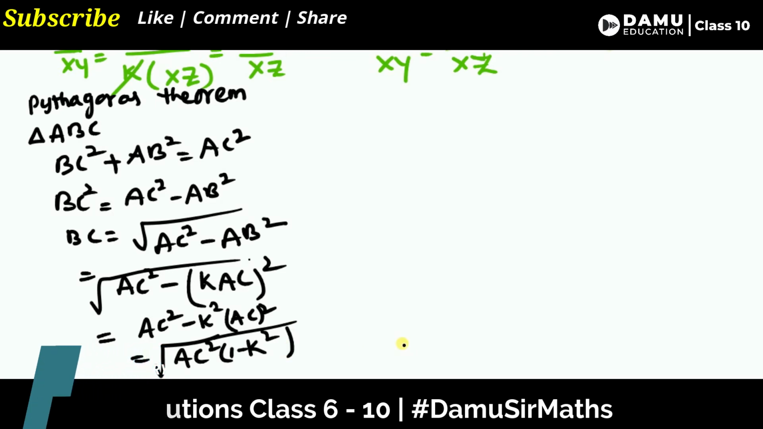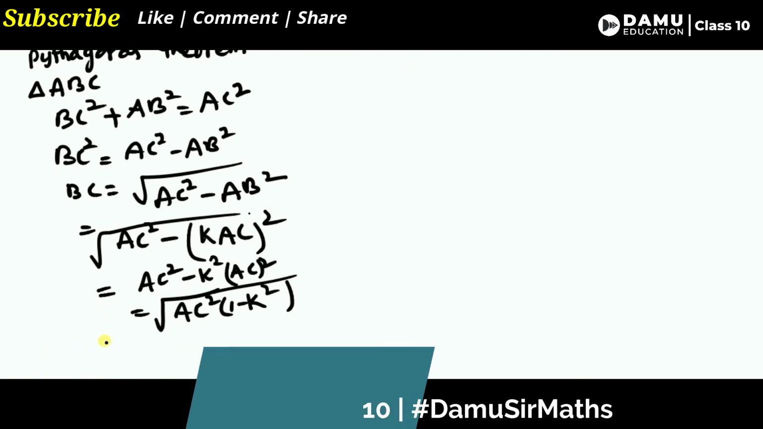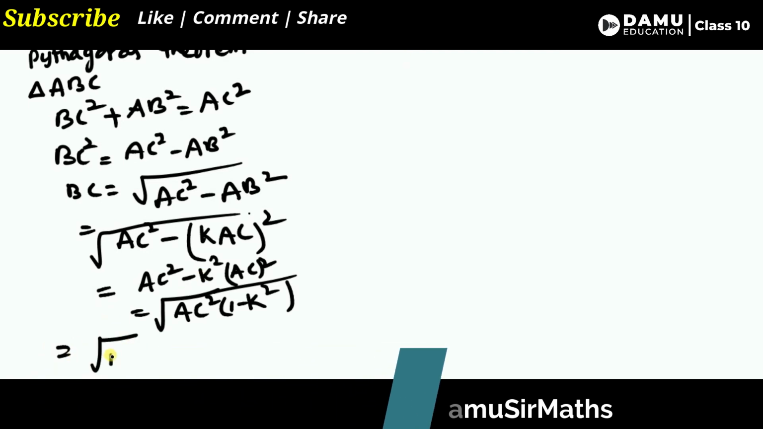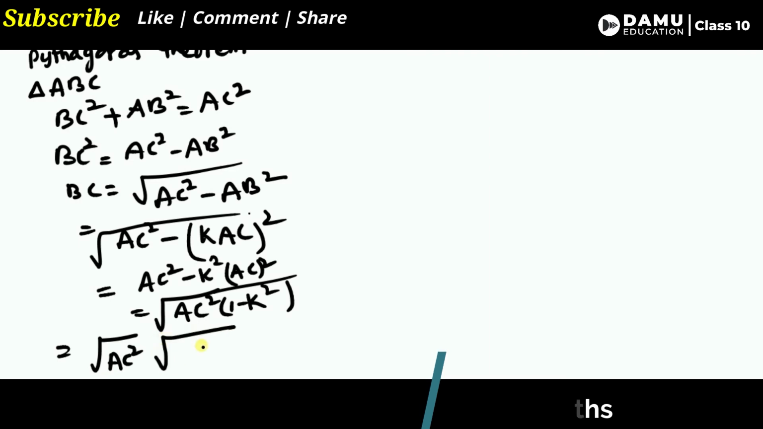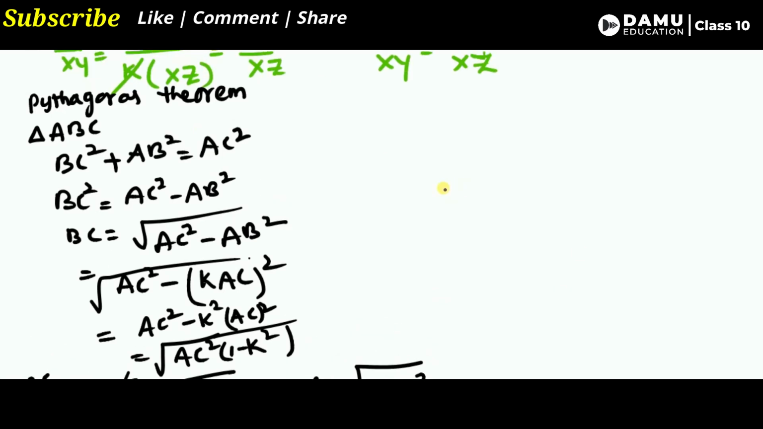Now let's take the square root of AC square and the square root of 1 minus k square. The square root will cancel, and then the value we get is AC into square root of 1 minus k square. This is BC. Similarly, we can take triangle XYZ.